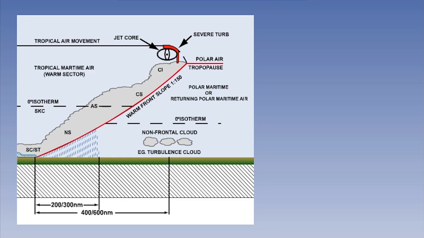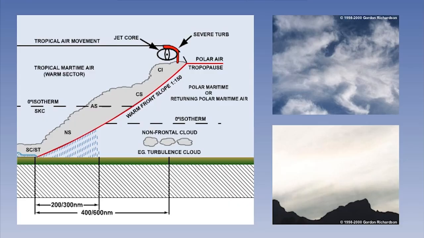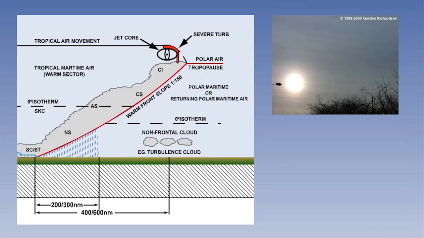This is the sequence of cloud that an observer on the ground would see if the front was approaching. Cirrus, cirrostratus, giving us a halo around the sun or moon. Altostratus, making the sun or moon look as if it was behind ground glass.